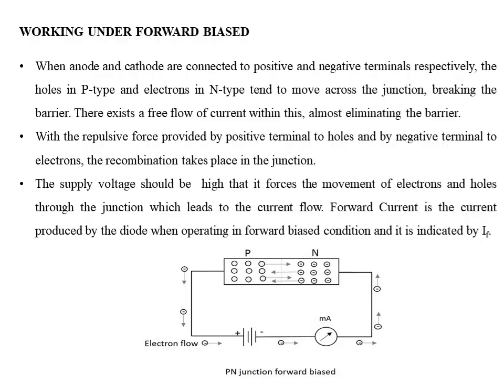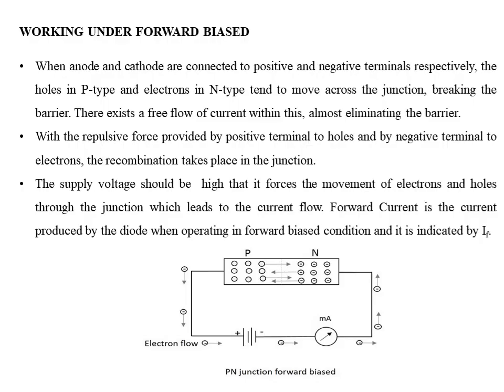Here we have given the PN junction diode working under forward bias condition. When anode and cathode are connected to the positive and negative terminals respectively, the holes in p-type and electrons in n-type tend to move across the junction, breaking the barriers. There exists a free flow of current within this, almost eliminating the barrier.